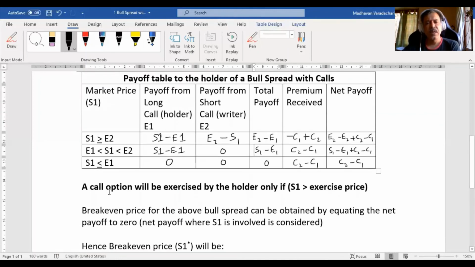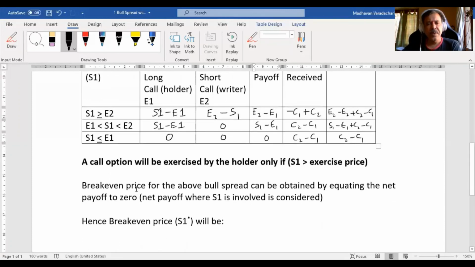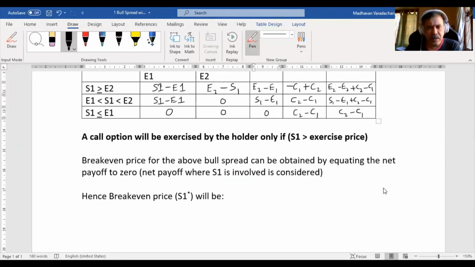Now we can find out what is the break-even price for this above bull spread with calls. And that can be easily obtained by equating the net payoff to 0, because at break-even there is no profit, there is no loss. So in this, we need to choose that particular net payoff where this S1 is involved, means I will be using this expression to equate it to 0. So here break-even price for the above bull spread can be obtained by equating the net payoff to 0. Net payoff where S1 is involved is considered. So this will be considered. So let me equate that to 0.